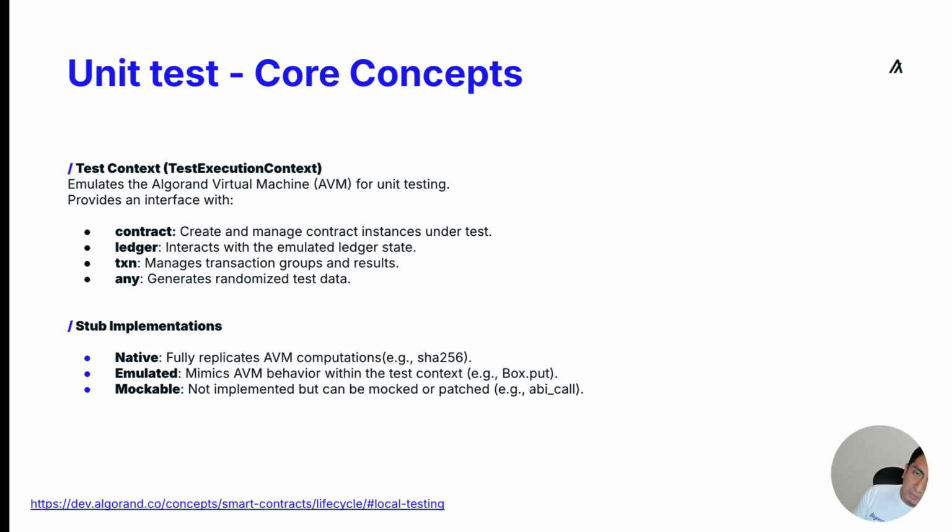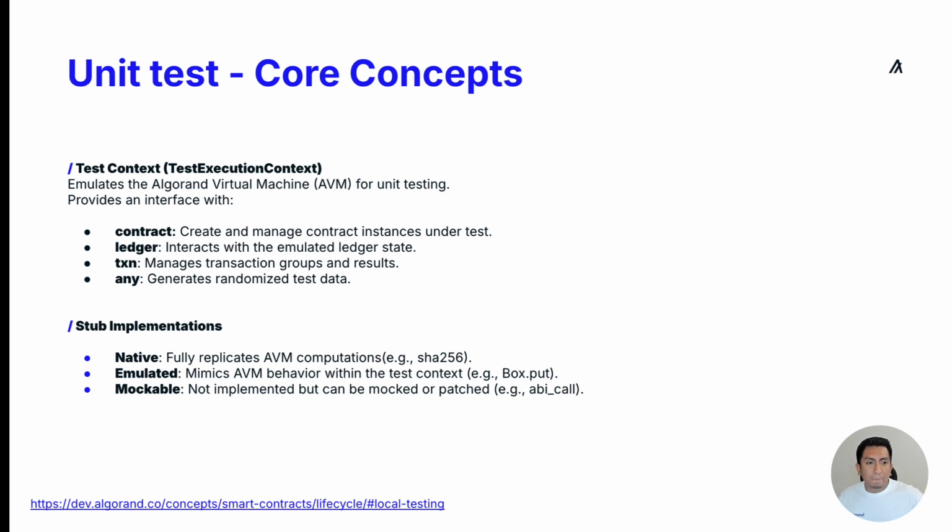If you want to create transactions, manage transactions, or send transactions, you will use the txn interface. And if you want to generate some random data, you will use the any interface. Why do you have random data? Because remember, this is unit testing. This is only an off-chain scenario, and you can generate some random data so you can start sending these random numbers or data in the emulation of the AVM.